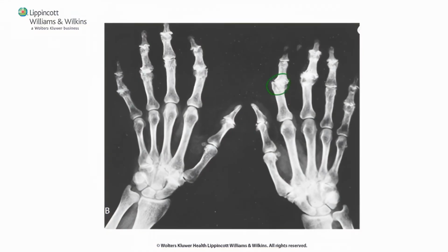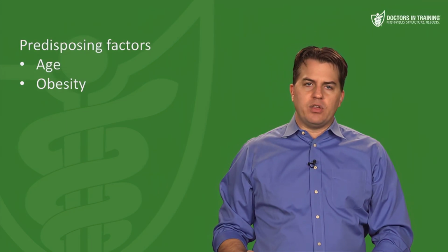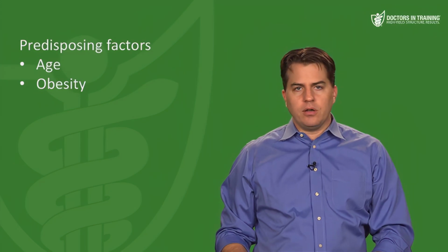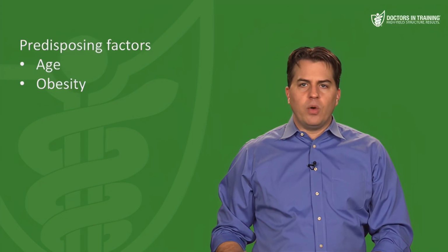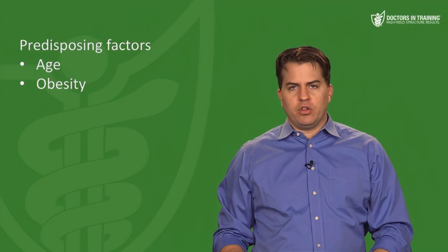On x-ray of the hand, you might see joint space narrowing because the cartilage is worn away, and maybe some scarring and sclerosis of the articular surfaces. Predisposing factors for osteoarthritis include age and obesity. Age because cumulative mechanical damage is just more common as you get older, because there's more time to wear down the cartilage. And obesity because more weight placed on the joints equates to more wear and tear of the cartilage.